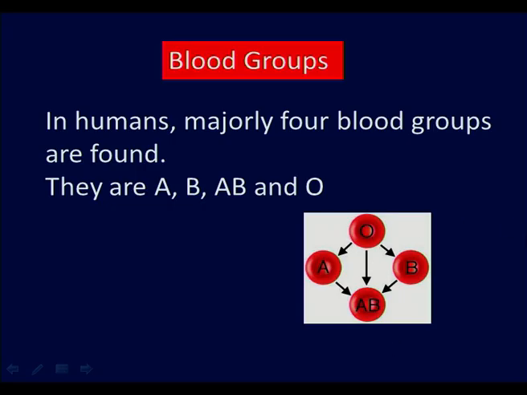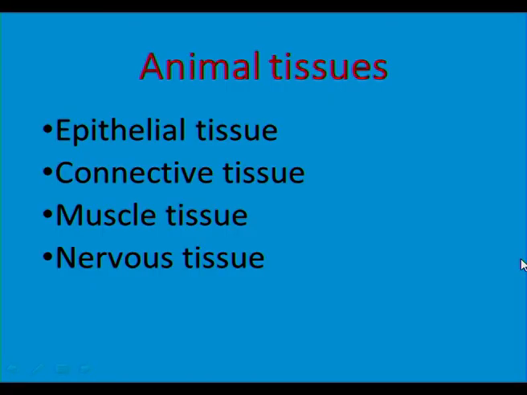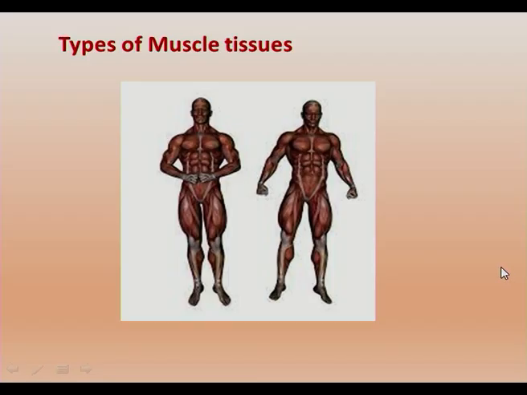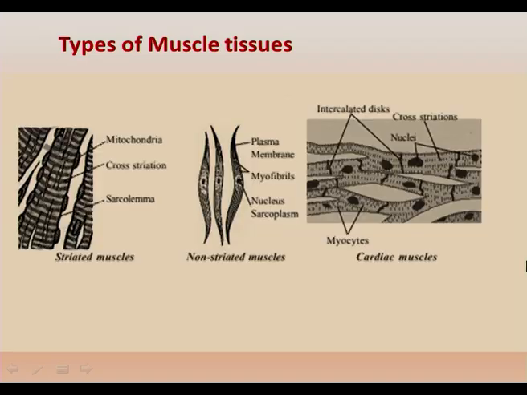universal donors. Now, the third type of tissue is muscle tissue. See, in our body many muscles are seen, no? All these muscles are made up of muscle tissues. Muscle tissues are of 3 types: striated muscles, non-striated muscles, cardiac muscles. Now, to know more about this muscle tissue, watch this video.